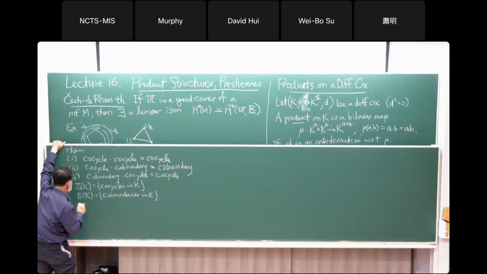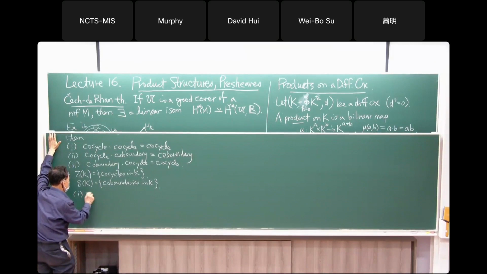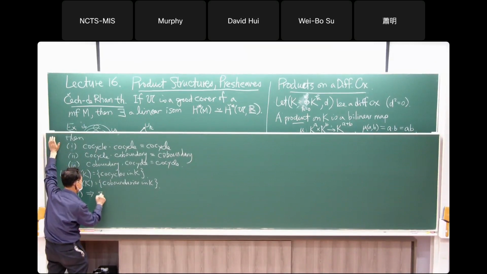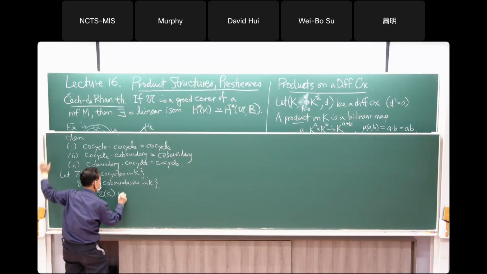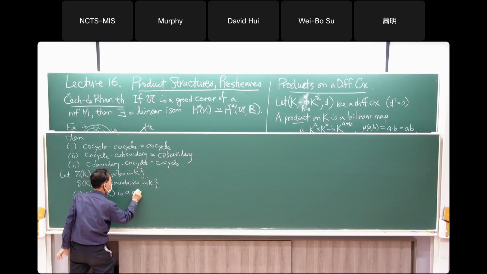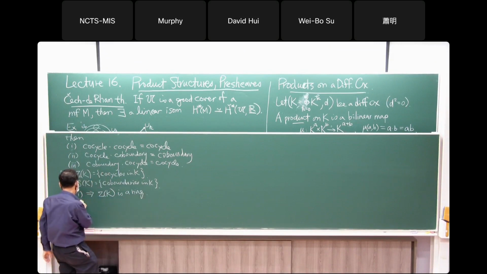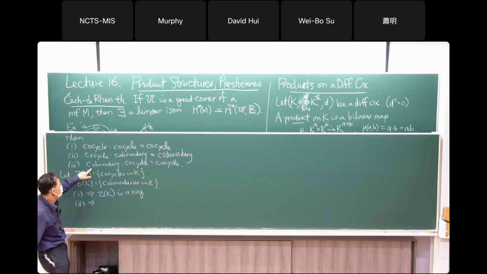So one says that Z of K is a ring. And what does two say? A co-boundary times a co-cycle is a co-boundary.